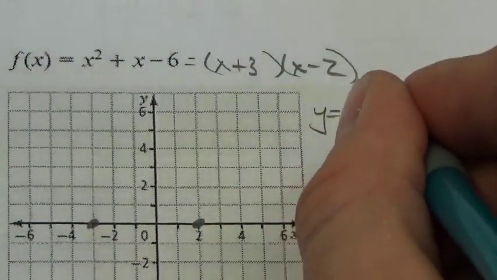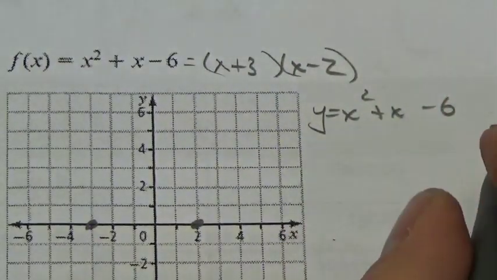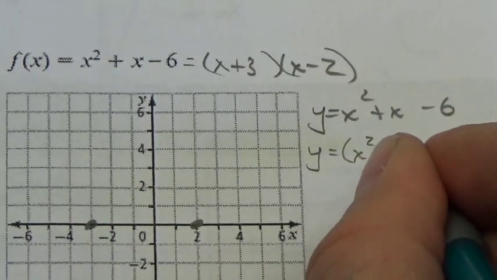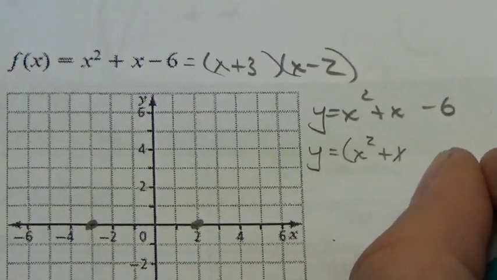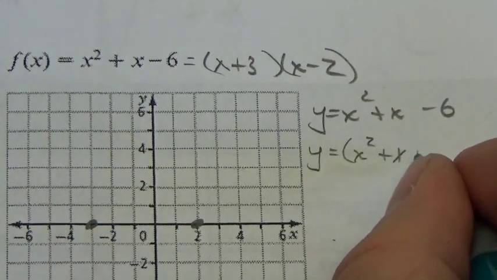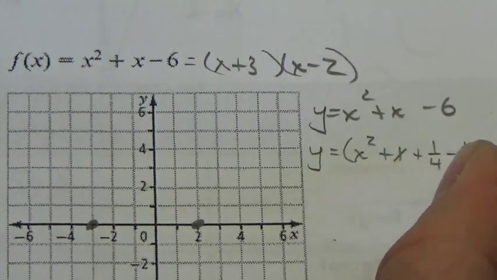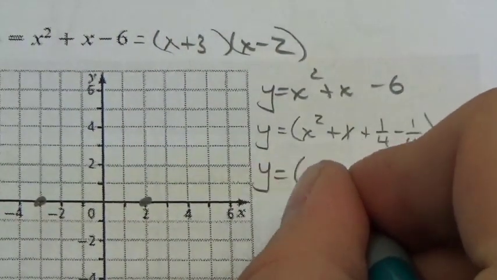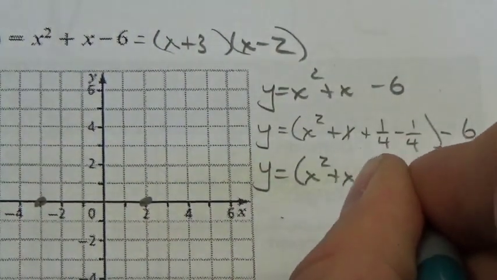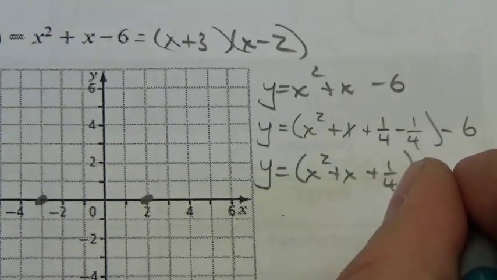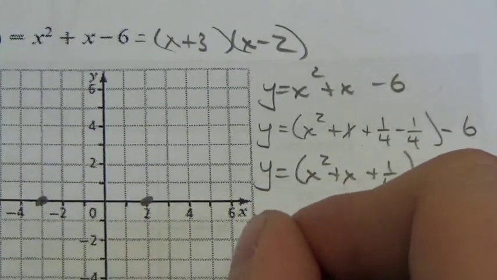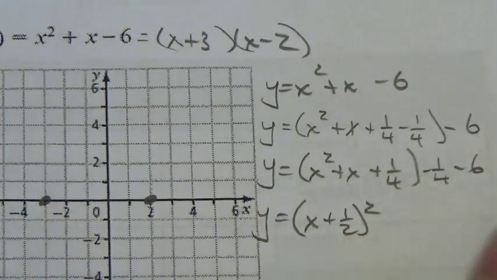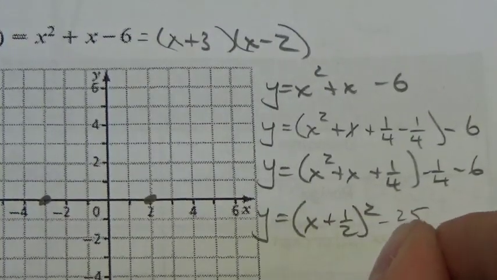So y is equal to x squared plus x minus 6. What I'm going to do here is take that middle term, that 1x, divide that by 2, so it'll be 1/4 minus 1/4, minus 6. So y is equal to x squared plus x plus 1/4, and we're going to take the negative 1/4 out. So y is going to be equal to (x plus 1/2) squared minus 25 over 4.